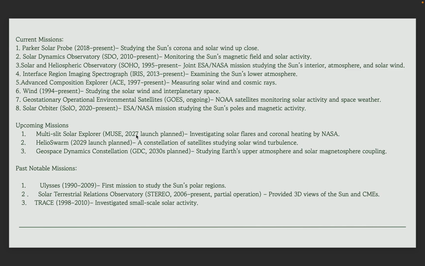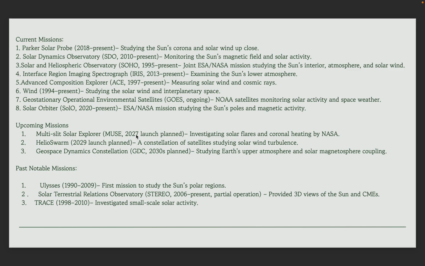Another mission is SOHO, one of the oldest missions present. That is a joint NASA-ESA mission that studies the sun's interior, atmosphere and the solar wind. And IRIS is another mission, named the Interface Region Imaging Spectrograph, that examines the sun's lower atmosphere. Another old mission is ACE, that measures solar wind and the cosmic rays. There is the Wind mission, which, as the name suggests, studies the solar wind and the interplanetary space.